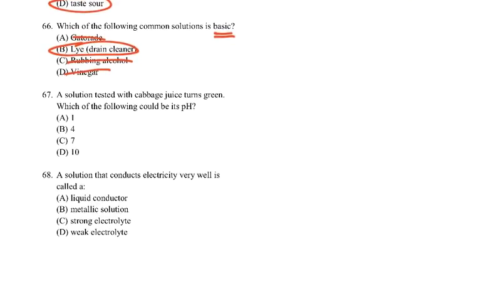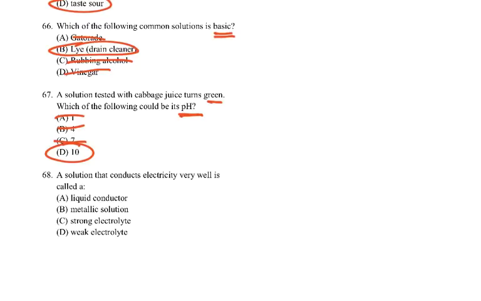Okay, the solution tested with cabbage juice turns green. Which of the following is pH? Green means it's basic, because pink was acidic, and pH that is greater than 7 is basic. So we need an answer greater than 7. That's the only answer greater than 7. This would be neutral, and these would both be acids.